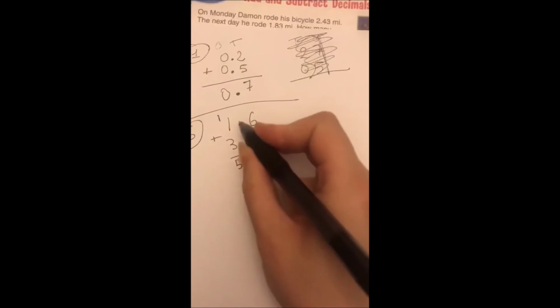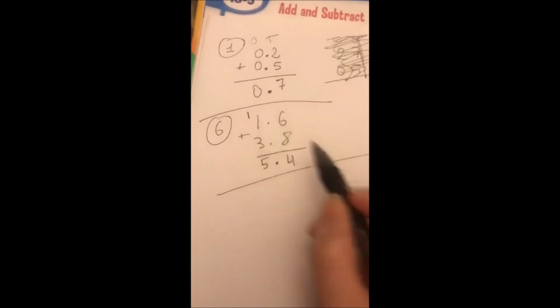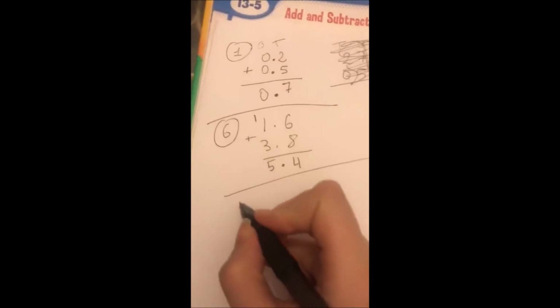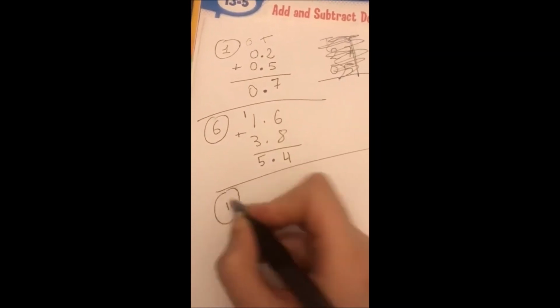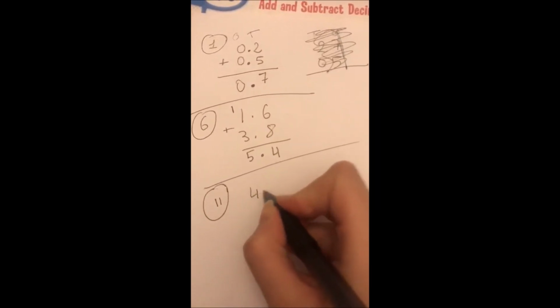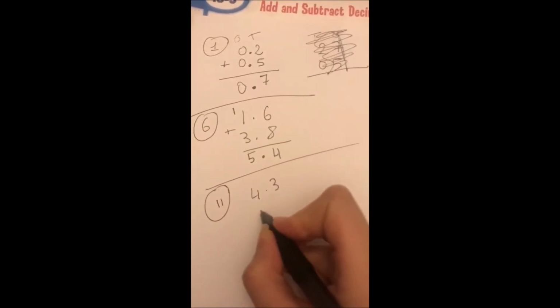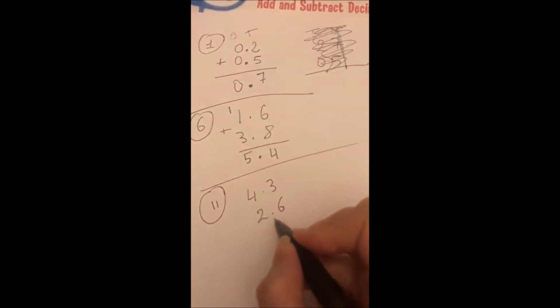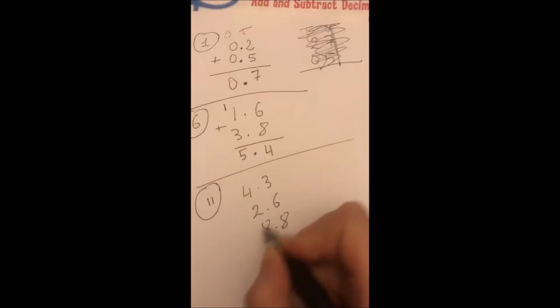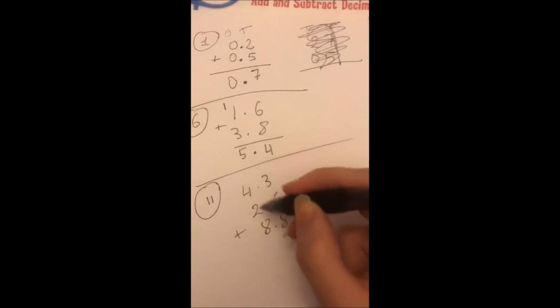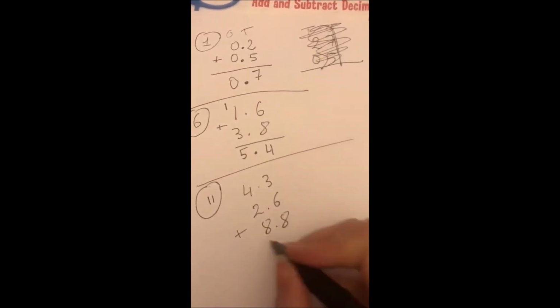You only should be careful not to forget your points. That's it. It's the same thing that we used to do. You're only gonna put the points. Okay, number 11, they said 4.3 plus 2.6 plus 8.8. As you can see, the point should be under each other.